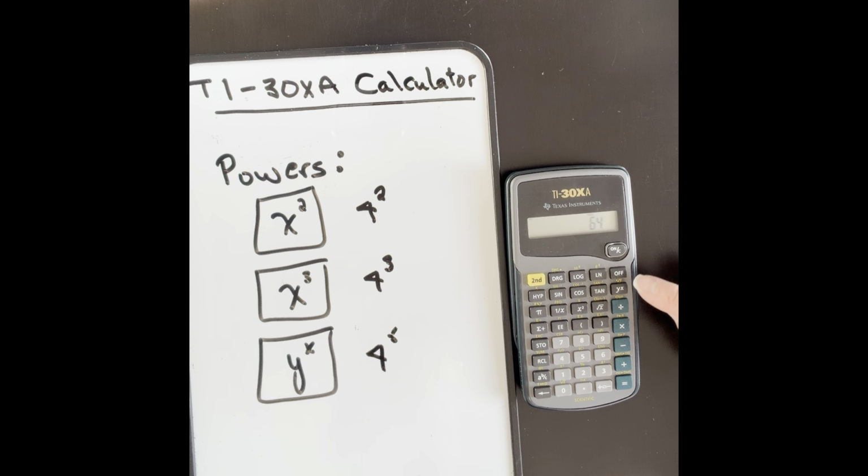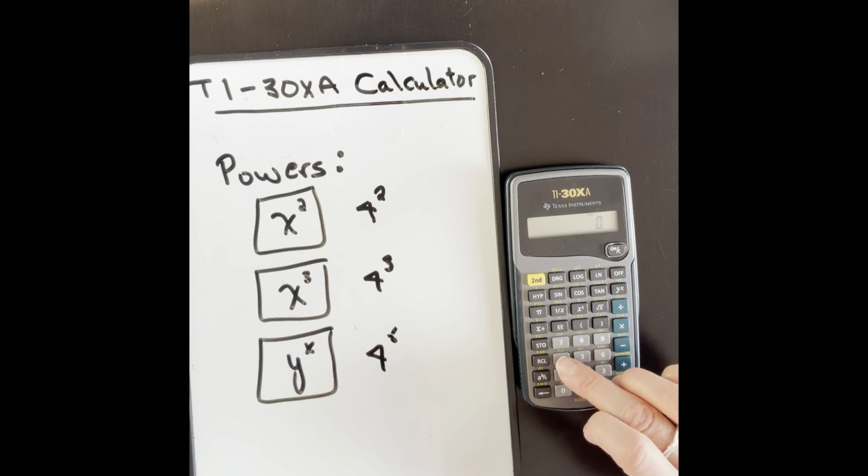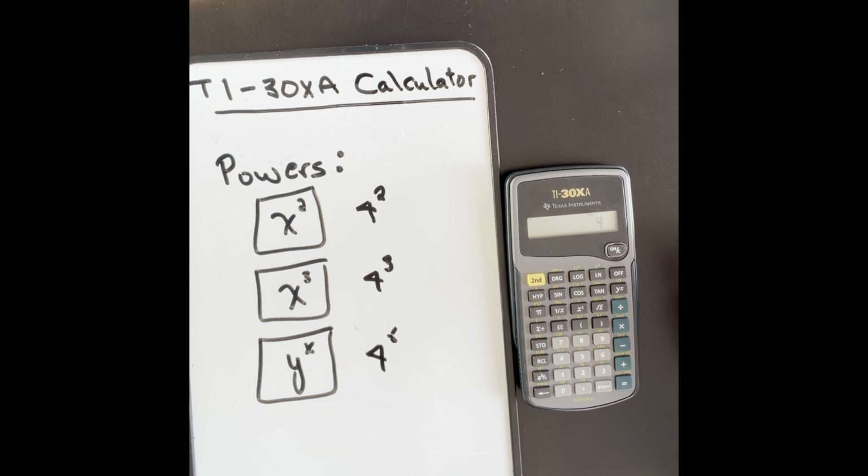And with any other power, I'm going to use the y to the x key. So in order to use that properly, I enter the base first, then I press y to the x, and then I put the exponent. And then we have to press equals. So 4 to the 5th power is 1024.